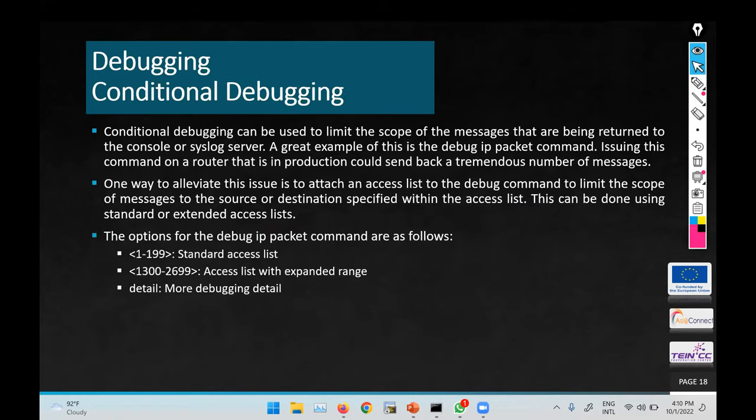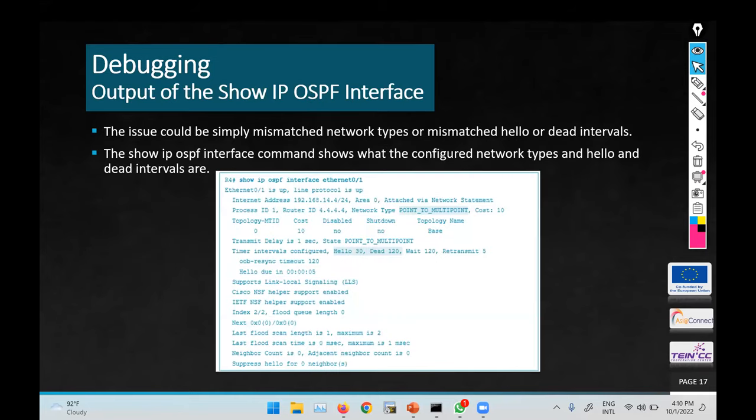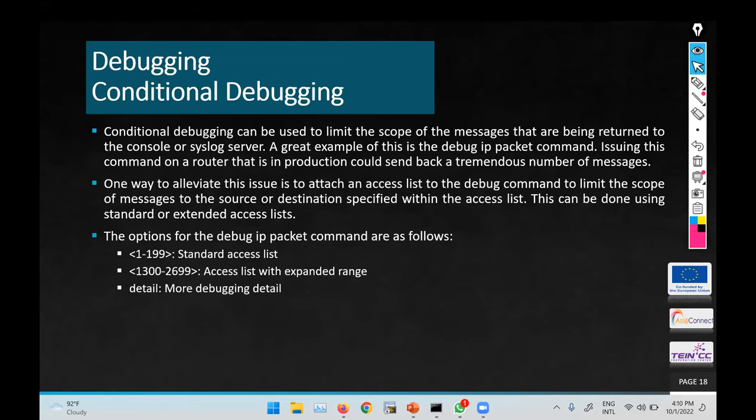Another conditional debugging we can use: when you're using the debug command in production, lots of packets could be generated in your router. So if you just want to do a conditional debug from one source to another, you don't want to debug the command for all the neighbors. Like in your router, more than 30 neighbors are already adjacent, I mean the neighborship is already built, right? So when you debug the IP OSPF hello command, all 30 OSPF neighbors' hello packets will come in your console, right?